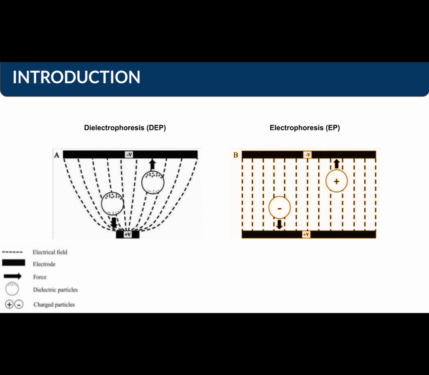Here you can see a schematic diagram of dielectrophoresis versus electrophoresis. A shows positive dielectrophoresis effects, where the dielectric particles move towards the high and low electric field gradient, respectively. And B shows electrophoresis, in which cations and anions move towards negative and positive electrodes, respectively.